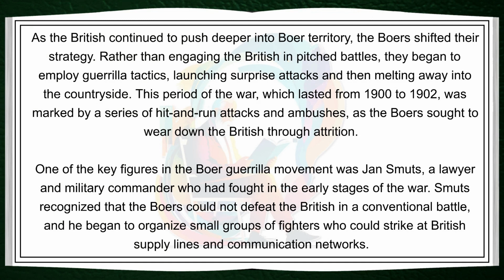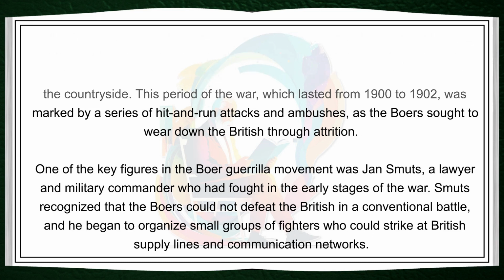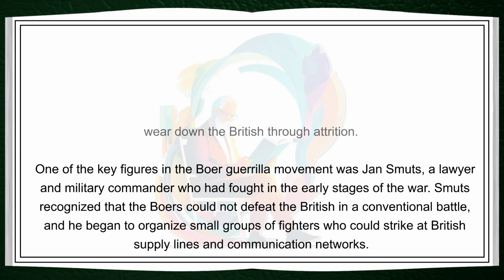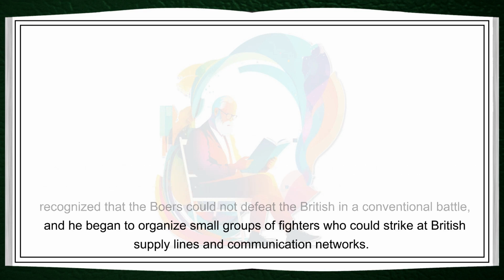One of the key figures in the Boer guerrilla movement was Jan Smuts, a lawyer and military commander who had fought in the early stages of the war. Smuts recognized that the Boers could not defeat the British in a conventional battle, and he began to organize small groups of fighters who could strike at British supply lines and communication networks.